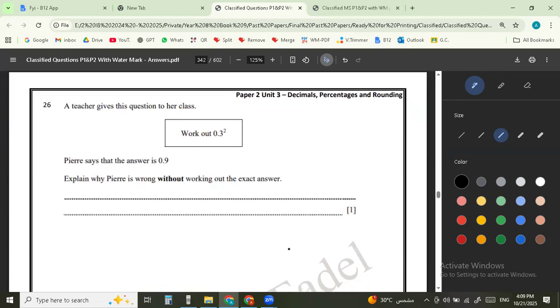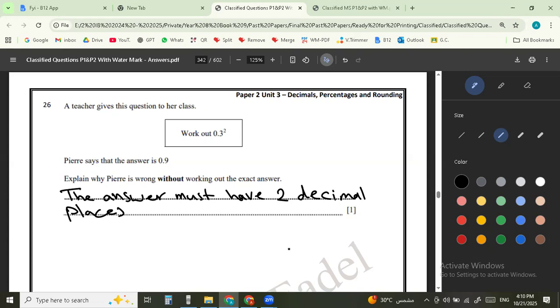Pierre says that the answer is 0.9. Oh, okay, here they're saying to work out 0.3 squared. Pierre says that the answer is 0.9 without working out the exact answer. Explain why Pierre is wrong. Mister, because simply the answer must have what? Two decimal places. So don't say to them because the answer is supposed to be 0.09.